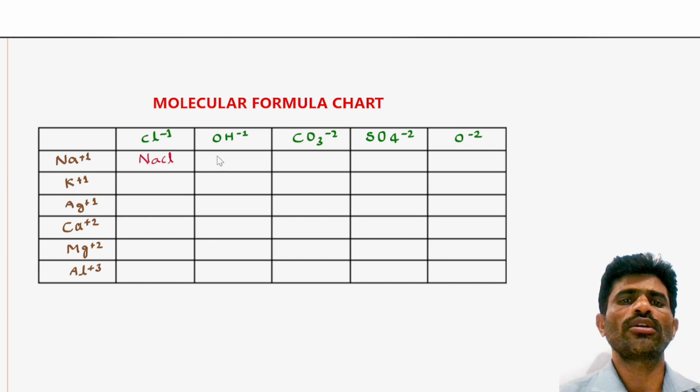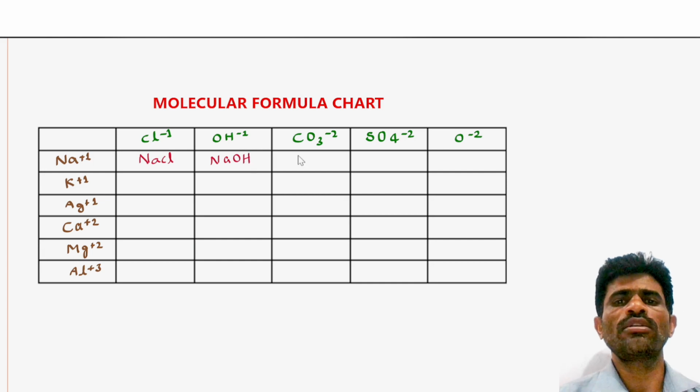The second one, sodium hydroxide. This is hydroxide, this is sodium. Here also valencies are the same, so it is just NaOH. Sodium hydroxide molecular formula is NaOH.